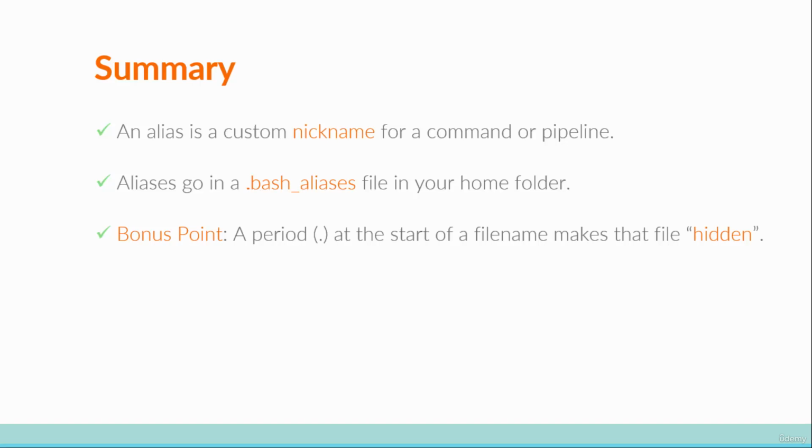Now, as a bonus point, you learned that a period or full stop or a dot at the start of a file name makes that file hidden. And you also saw how to turn on or off the visibility of hidden files in your file viewer. Okay. Now, inside the bash aliases file, you saw that it was actually quite easy to make an alias, right? This is the way that you do it.